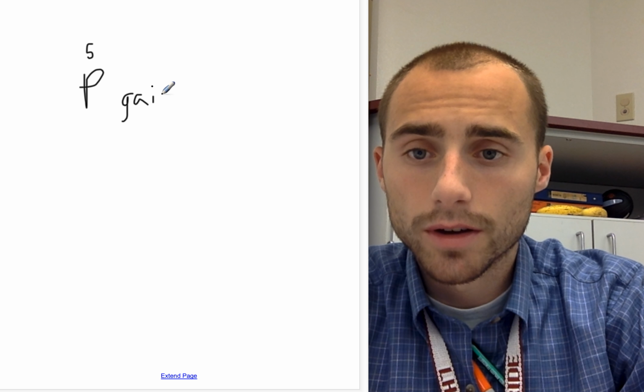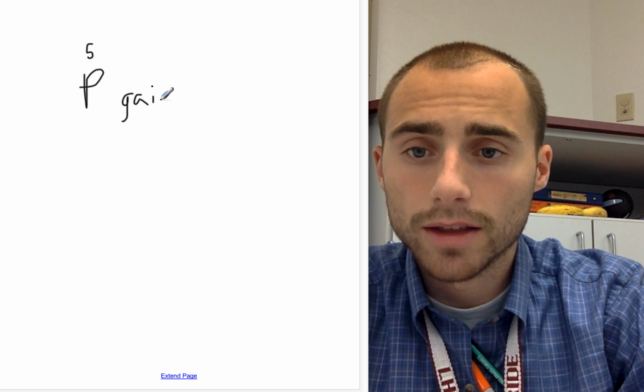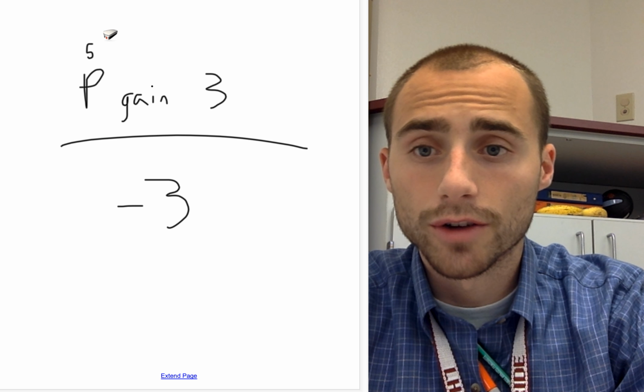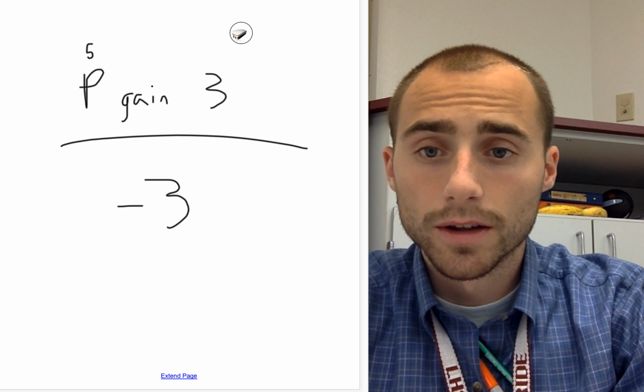If it's going to gain 3 electrons, what will its charge be? If you're gaining electrons, electrons are negatively charged, so your charge has to be negative. So if phosphorus gained 3 electrons, its charge would be -3. The reason it wants to gain 3 electrons is so it can get a total of 8 and fill out its valence shell. But if it's gaining electrons, it's going to have a negative charge, so its charge will be -3.